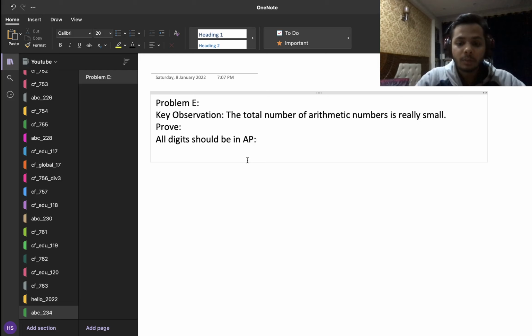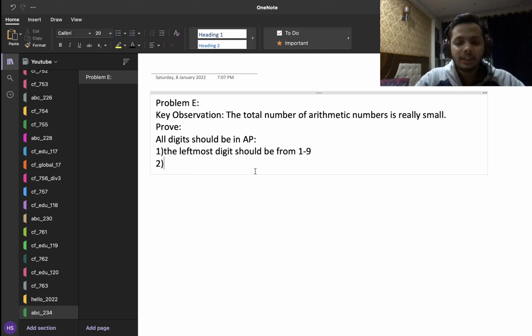Okay, so for a number to be in AP, there are a few conditions which the number should satisfy. The first condition is general for any number. The first digit, that is the leftmost digit, should be from 1 to 9, because obviously the leading digit cannot be 0. So this is a condition which every number has to satisfy, and that's the first condition.